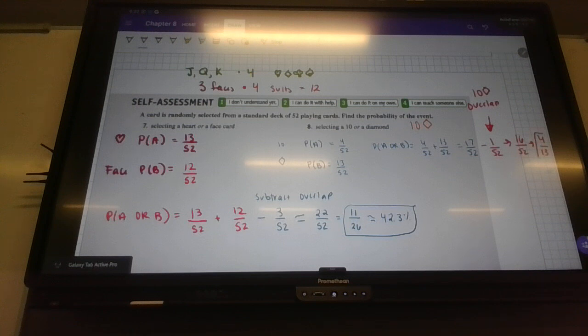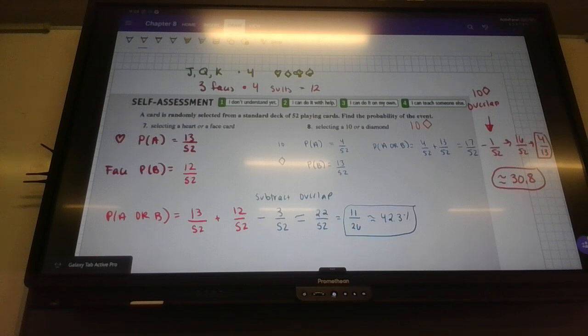4 out of 13. And that is going to be between 20 and 30%. That's a quick estimate. That's a really good job. You have about a 30% chance of getting either a 10 or a diamond.